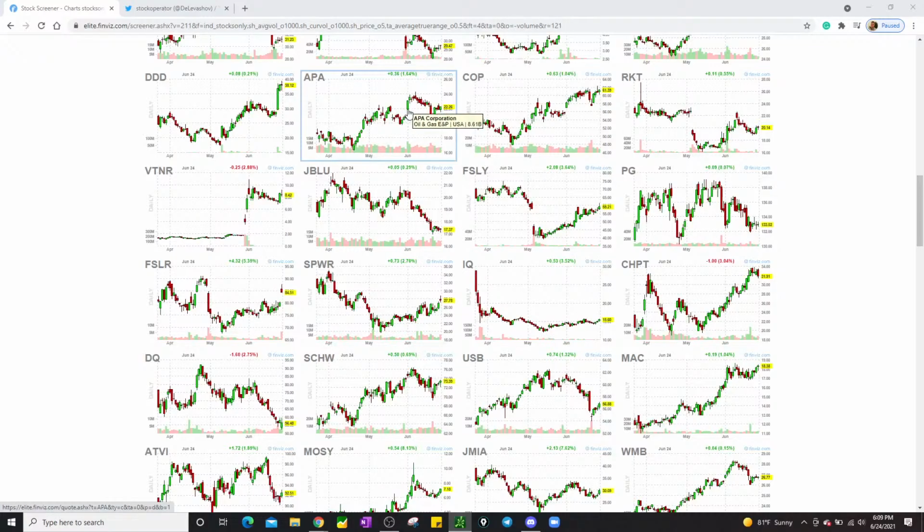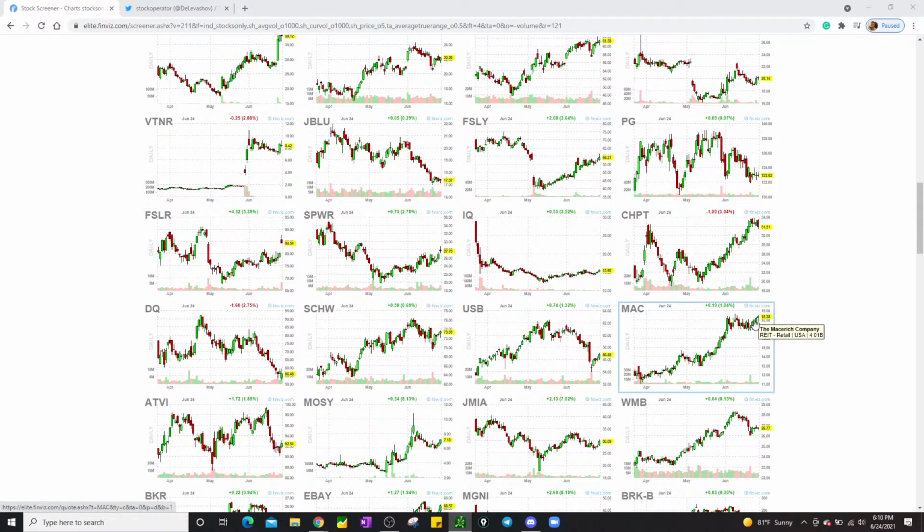APA is another oil name. As you can see, we had this initial window. We filled the window, popped back, and now attempting to go higher. I'm going to put it on watch too. Not the cleanest chart. My point here is, when I build my watch list, find the cleanest stocks and focus on those.